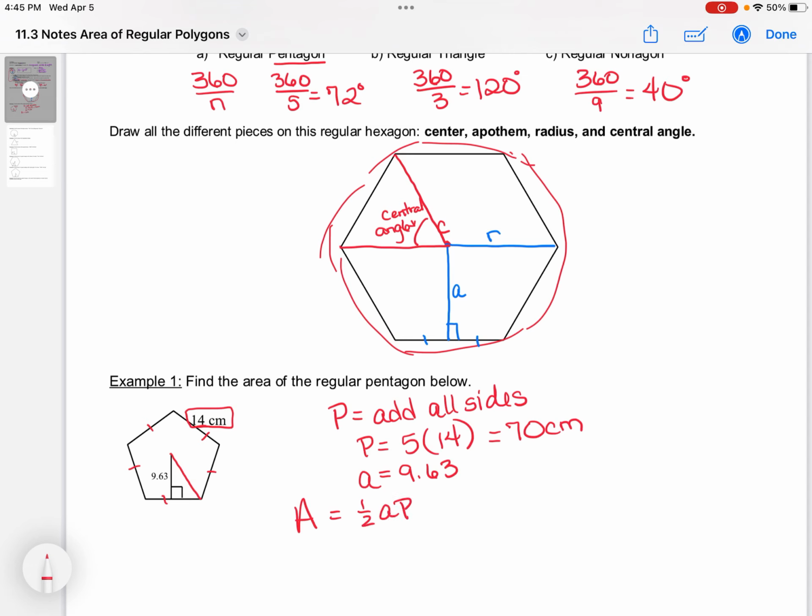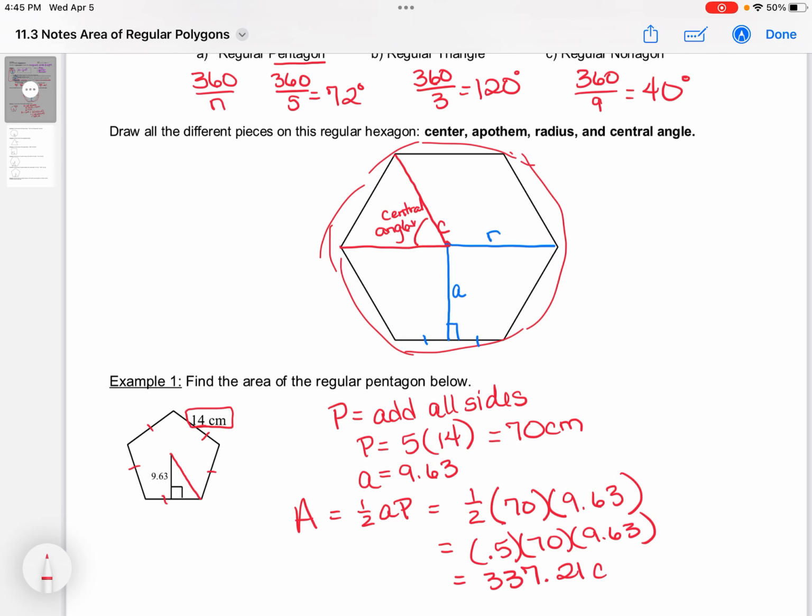My area is 1/2 a P, so that's going to be 1/2 times 70 times 9.63. And remember when you're doing this that if you'd rather put it in your calculator as 0.5 times 70 times 9.63, you can do that. And that ends up being 337.21 square centimeters. Okay.